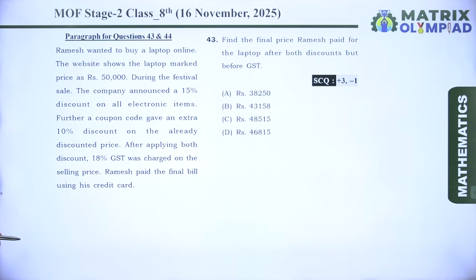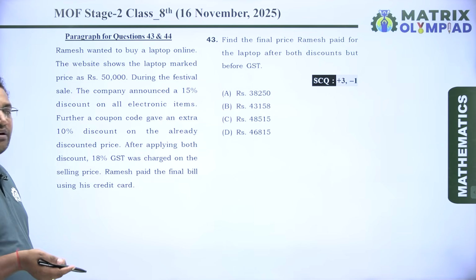The next question is a paragraph based question. Ramesh wanted to buy a laptop online. The website shows the laptop marked price as rupees 50,000. During the festival sale, the company announced a 15% discount on all electronic items. Further, a coupon code gave an extra 10% discount on the already discounted price. After applying both discounts, 18% GST was charged on the selling price. Ramesh paid the final bill using his credit card.